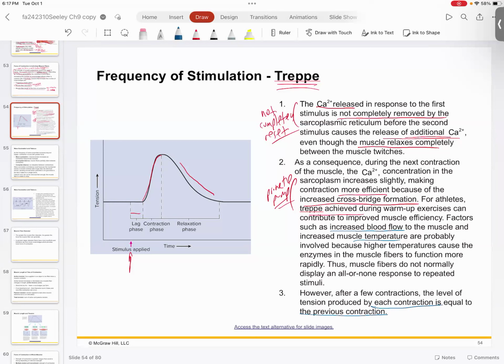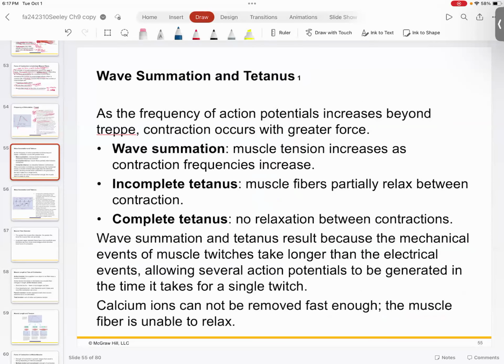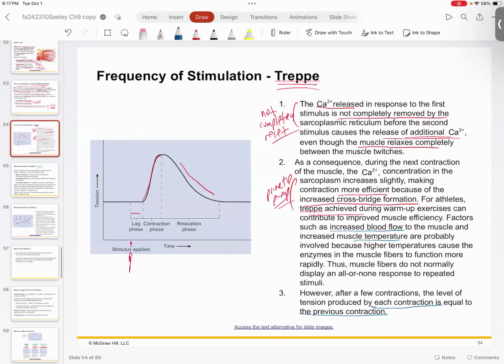I'll show you a Treppe curve. I'm going to look for one and add it in there. But that's a type of frequency of stimulation where you can stimulate and prime your muscles to improve themselves for activity. So what I'm going to do is start with the other types of curve, wave summation and tetanus, and we'll start from there.